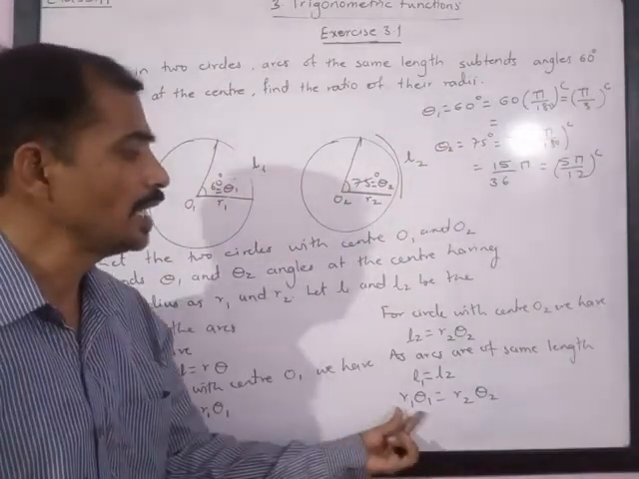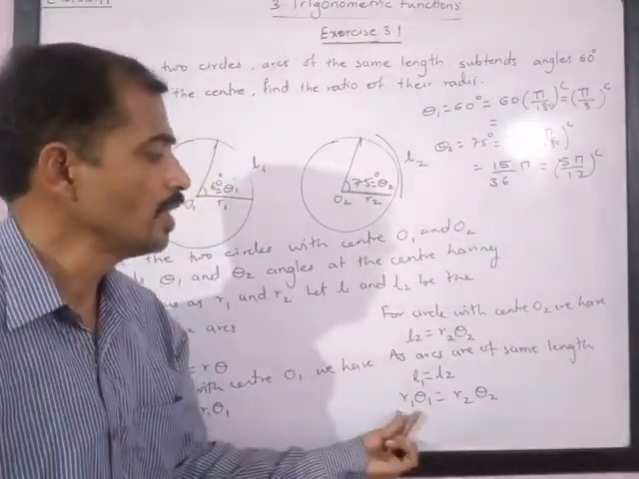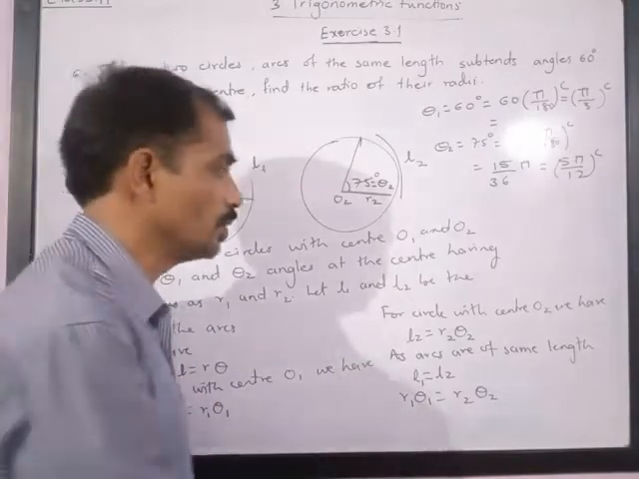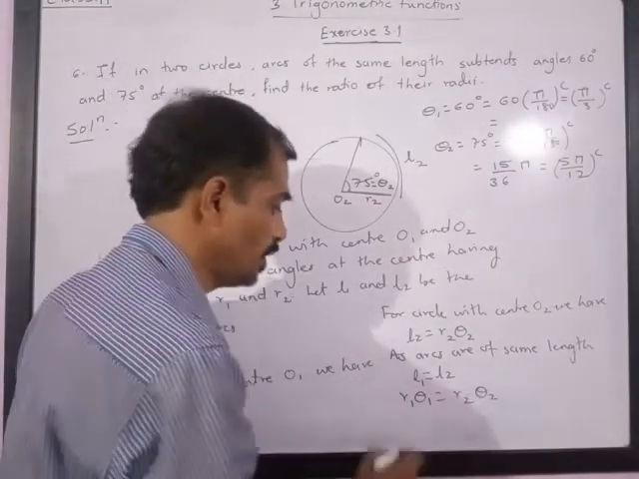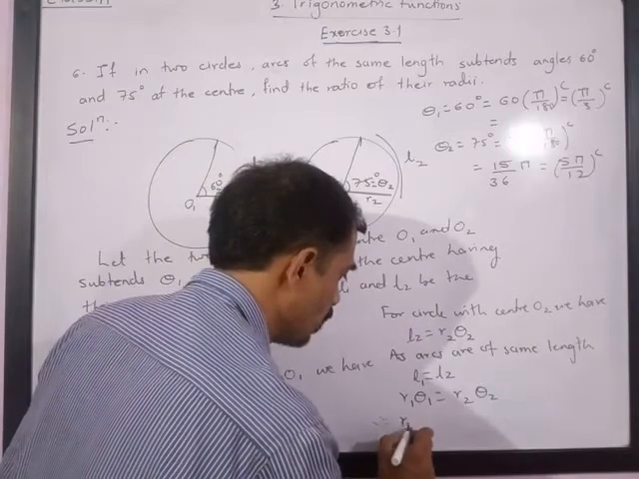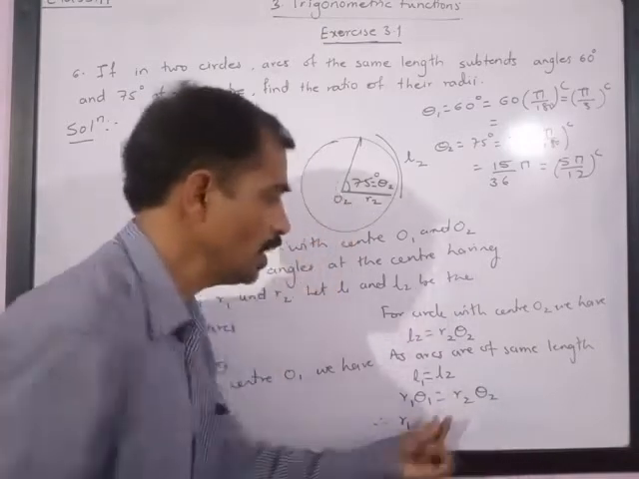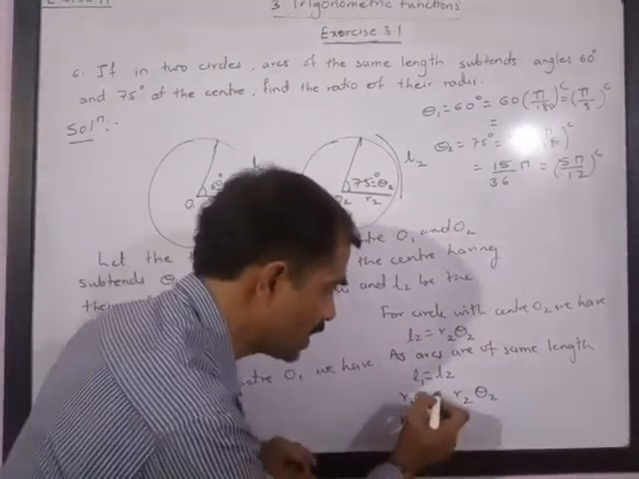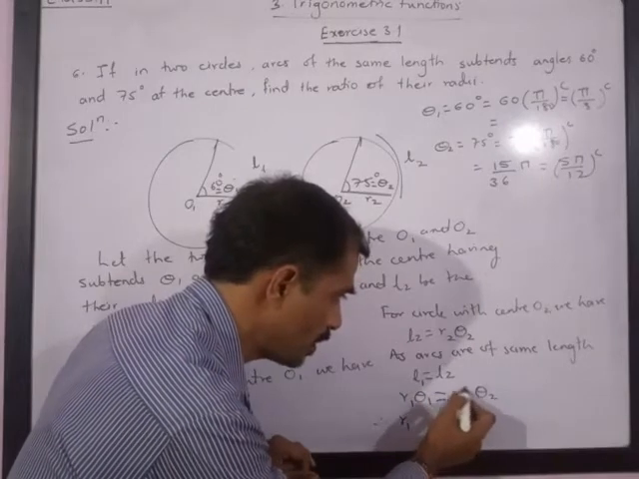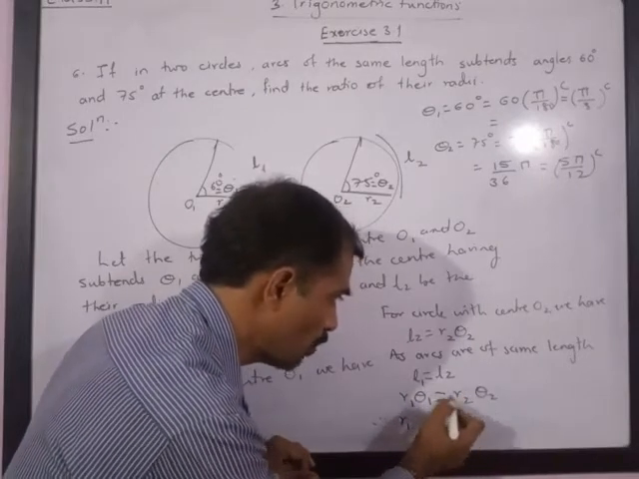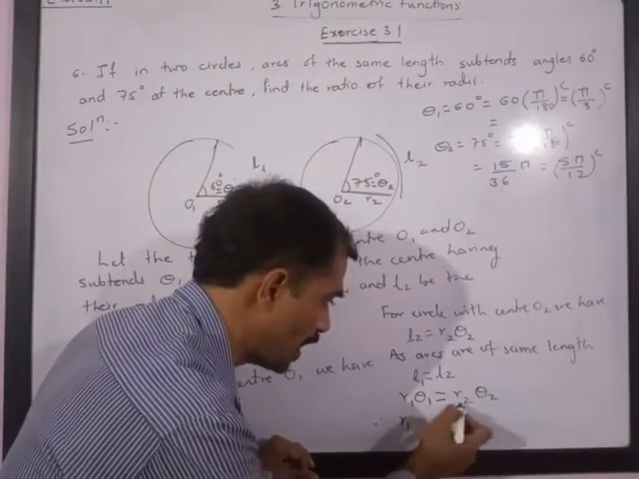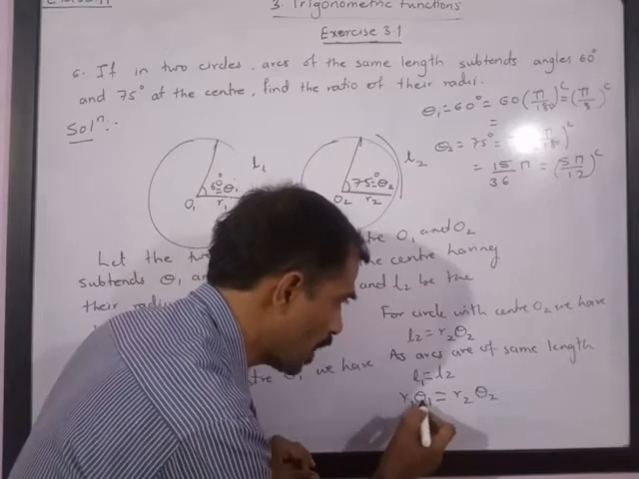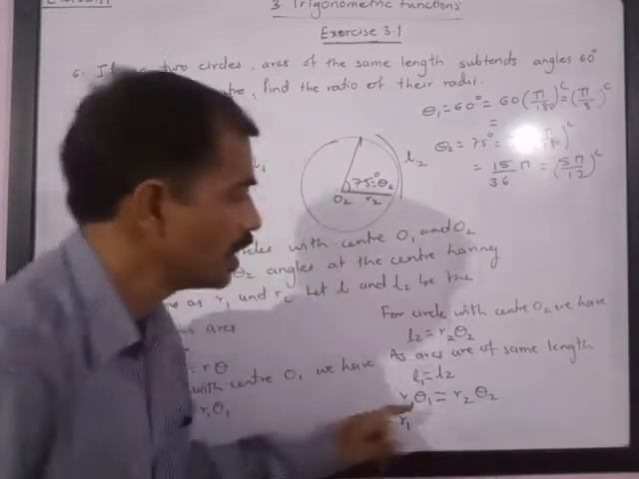Now we can directly use it in this formula. So R1 theta 1 is equal to R2 theta 2. Therefore we will get R1 upon R2. Please note, if you cross multiply, this is multiplied that side. So if you transpose R2 to the left hand side, it will divide, and if you transpose theta 1 to the other side, it will divide theta 2.